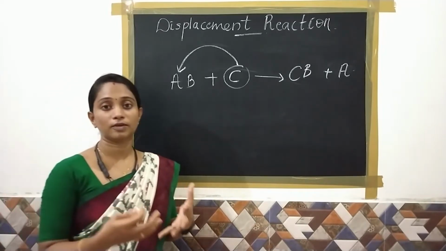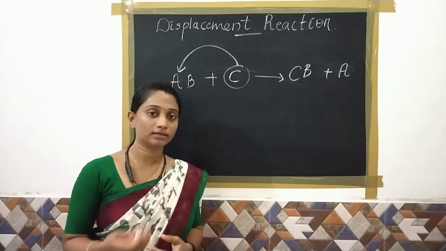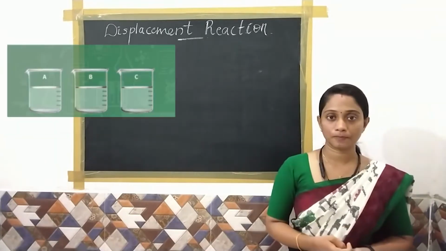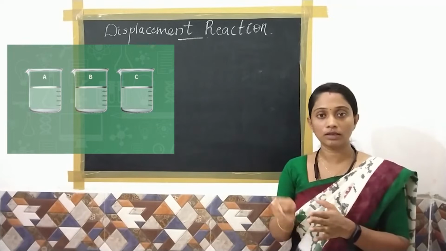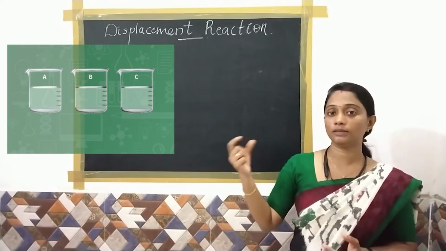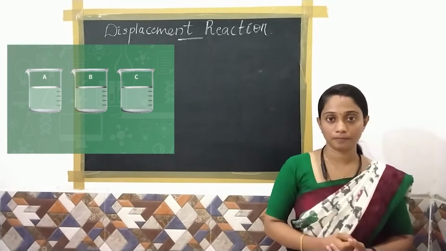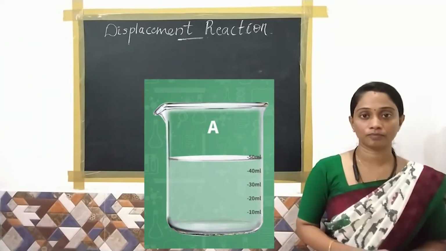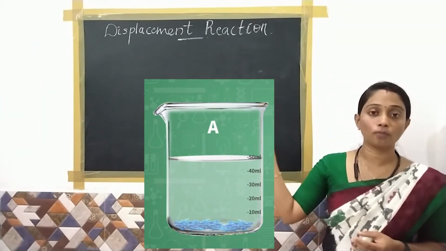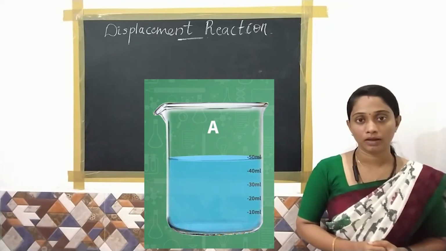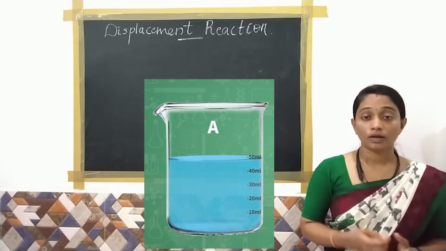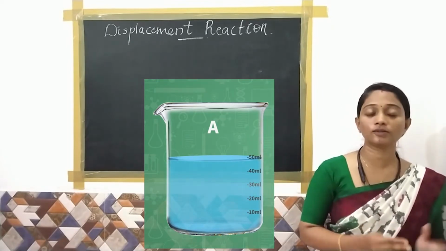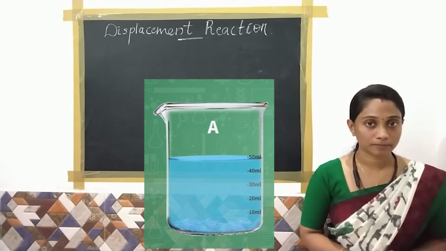Okay, let us learn this displacement reaction in detail with the help of activities. For this activity, we want to take 3 beakers containing 50 ml of water in each beaker. And let us label them A, B and C. Then consider the beaker A. Then I am going to add some copper sulfate powder to it and shake it well. Now you can see the color of the solution becomes blue. That means copper sulfate solution is blue in color.